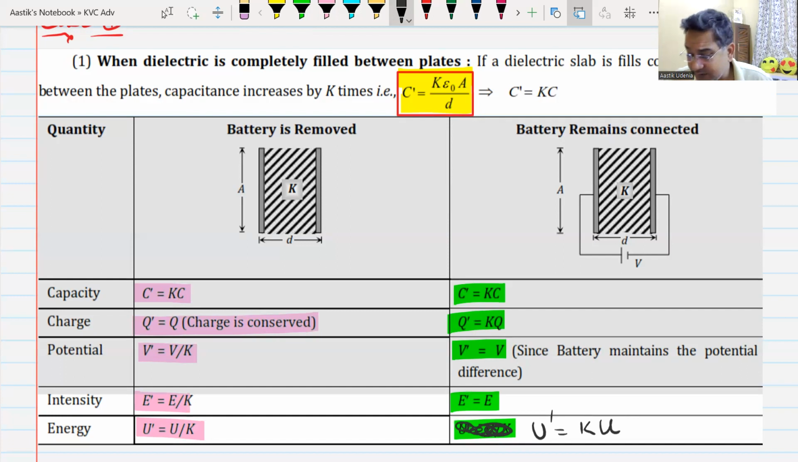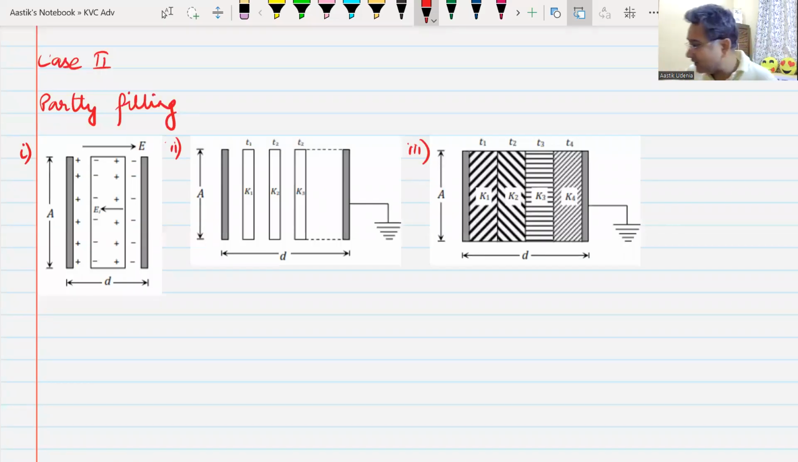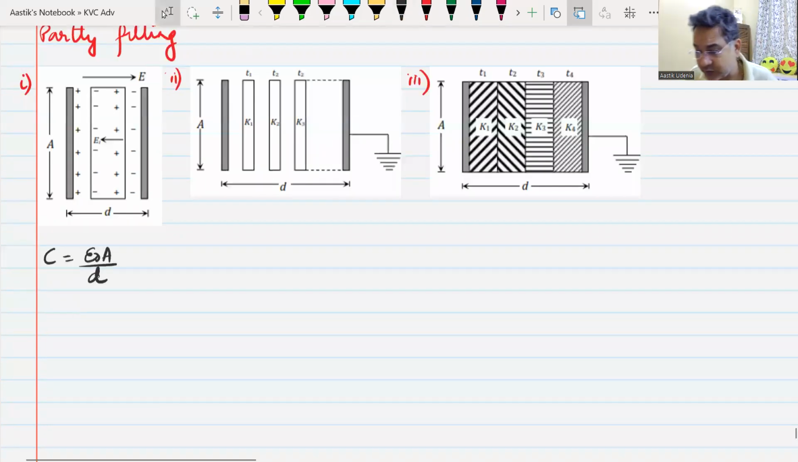Do we understand this? The difference between the two cases, yes or no? I'll give you 2 minutes. Now we can see these different cases that I have made in which dielectric slab is inserted. In first case, the original capacitance, as everyone knows, is epsilon naught A by D. Do we understand this? Yes or no?